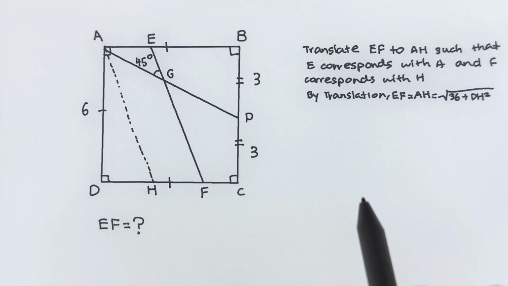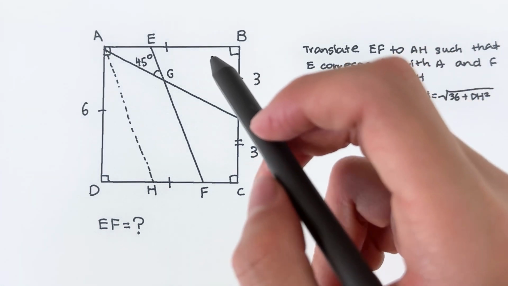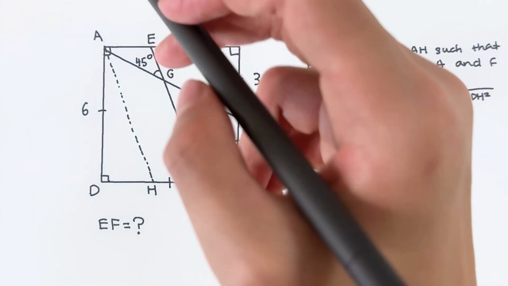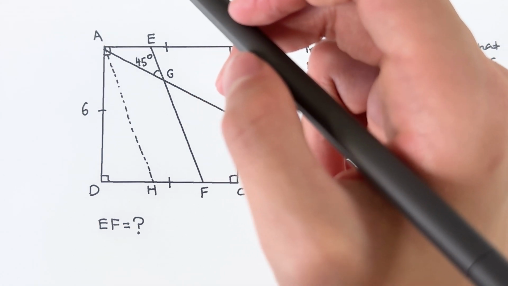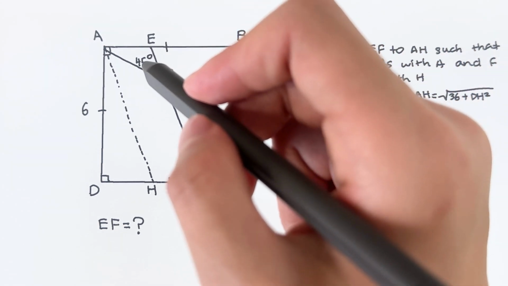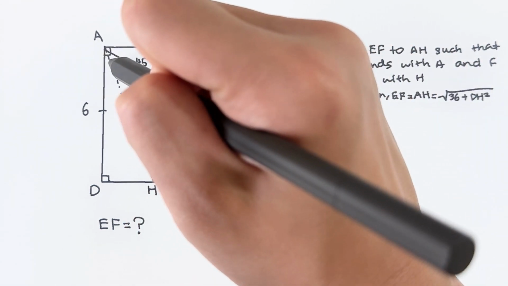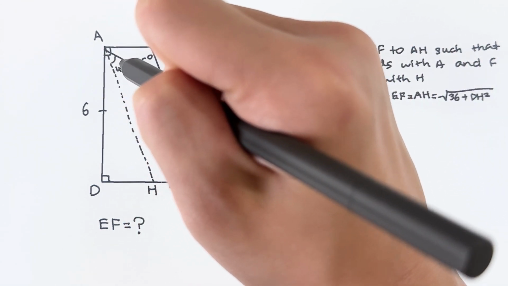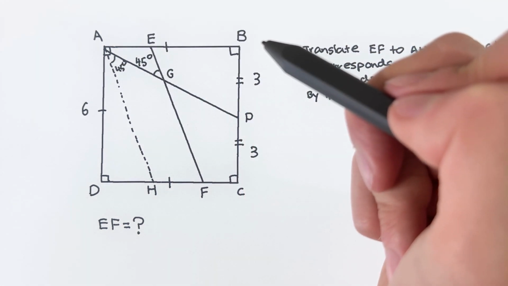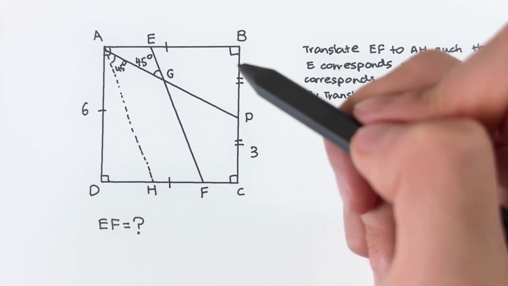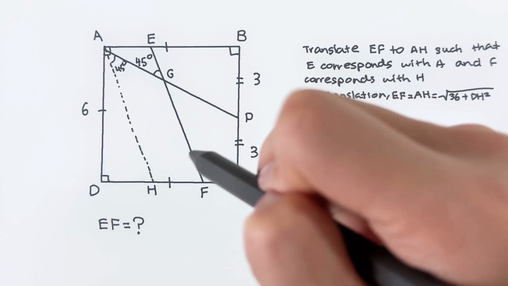But then we also notice that by the translation, angle EGA will equal angle HAG because one of the properties of translations is that the new line is parallel to the old line. So this is 45 degrees. But how do we make use of 45 degrees? Well, we want to involve it in a triangle, which we can do by connecting HP.